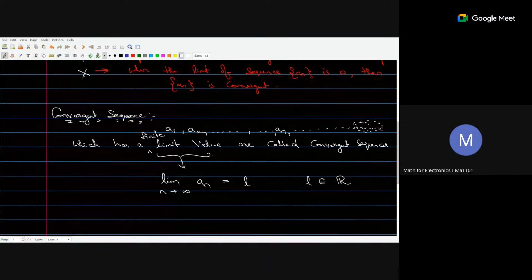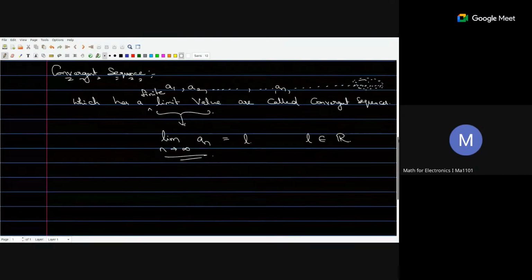So if I have my nth term in the sequence, and if I let n go to infinity, and I am getting a single unique value for this limit, and that value is a real number, then I say this sequence A1, A2, and so on, the infinite sequence, is a convergent sequence. Okay. I will give you an example here.